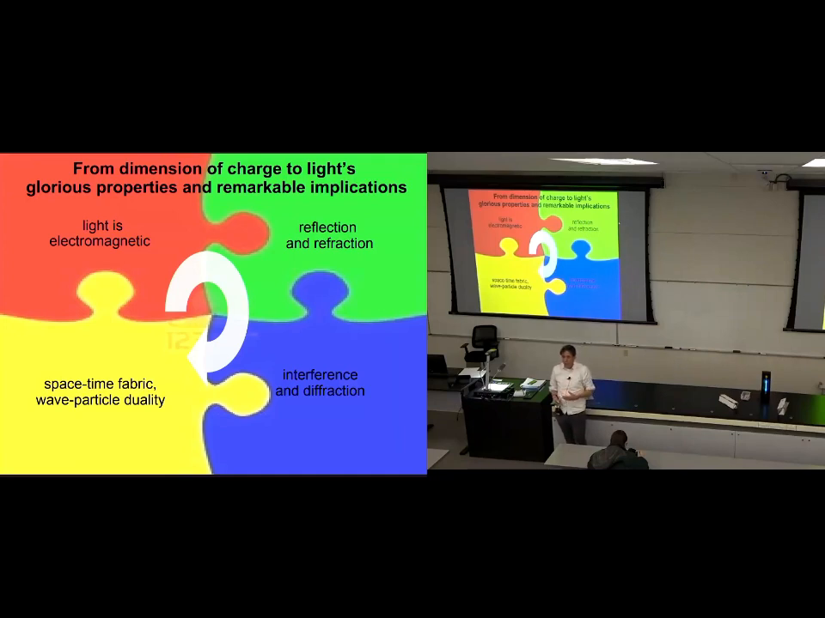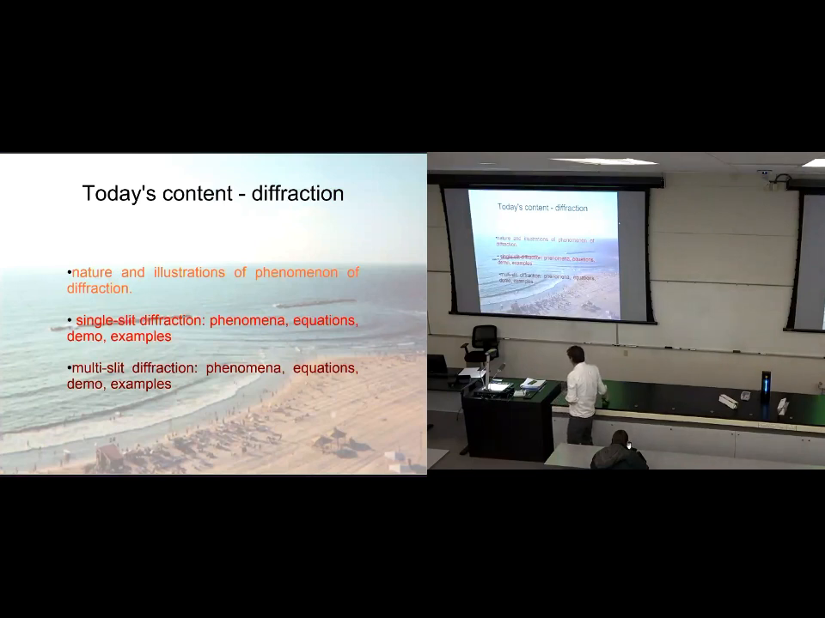We've talked about reflection, we talked about refraction, we've talked about interference. Today we're going to talk about diffraction. So the whole class is about diffraction. I'm going to explain what diffraction is, obviously, and we're going to talk about some examples and illustrations of diffraction. Specifically, say something about the nature of diffraction. Diffraction occurs for waves, so it occurs for light waves, but it also occurs for water waves and other types of waves. We'll talk about that.